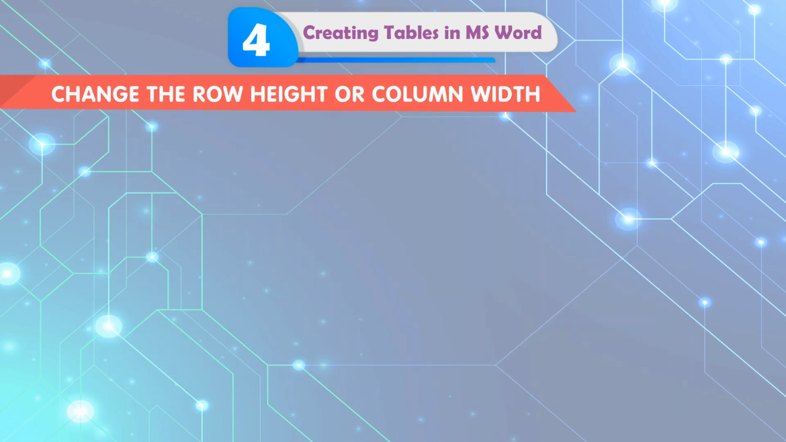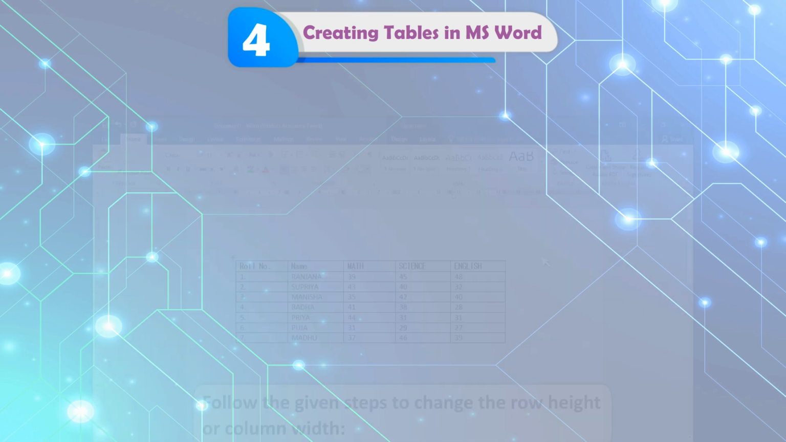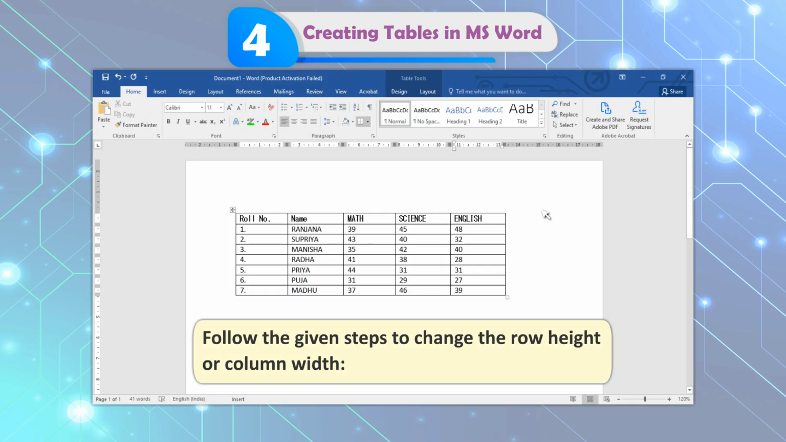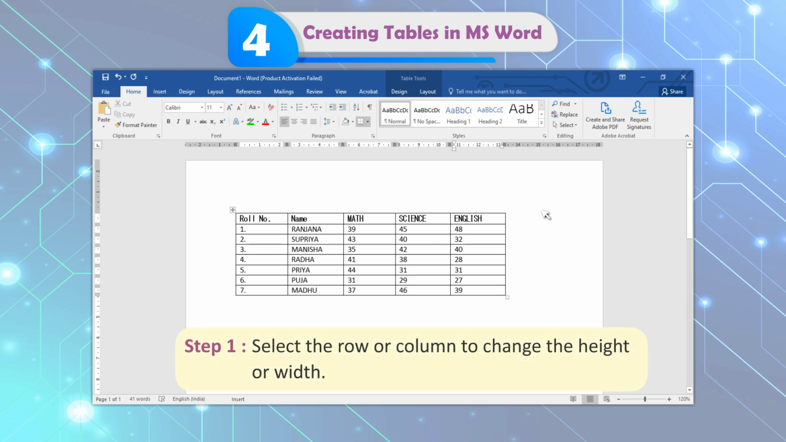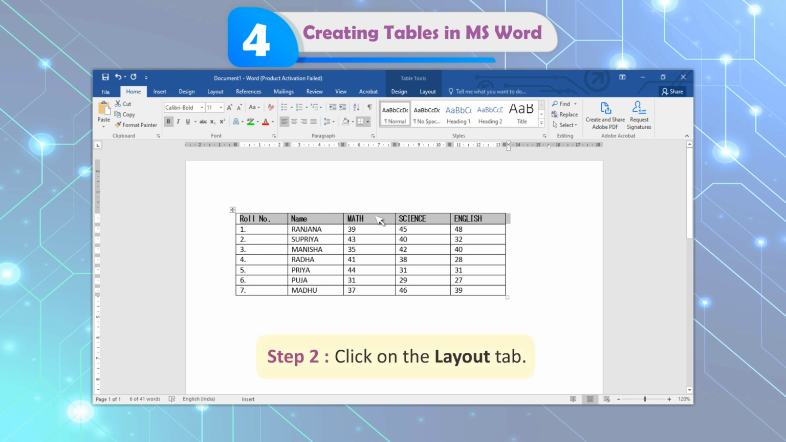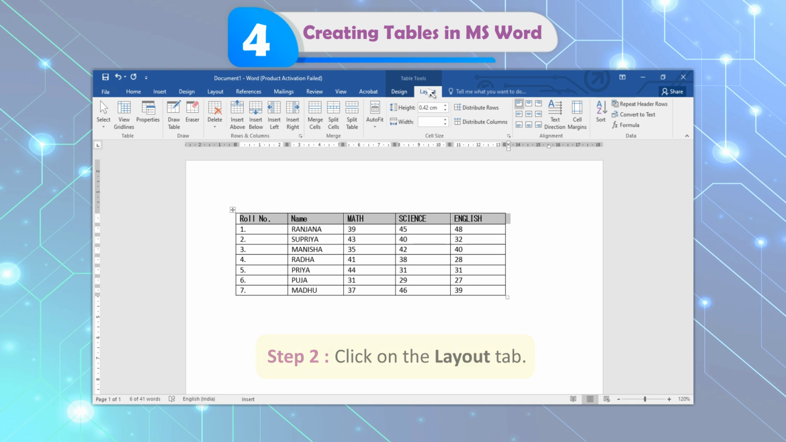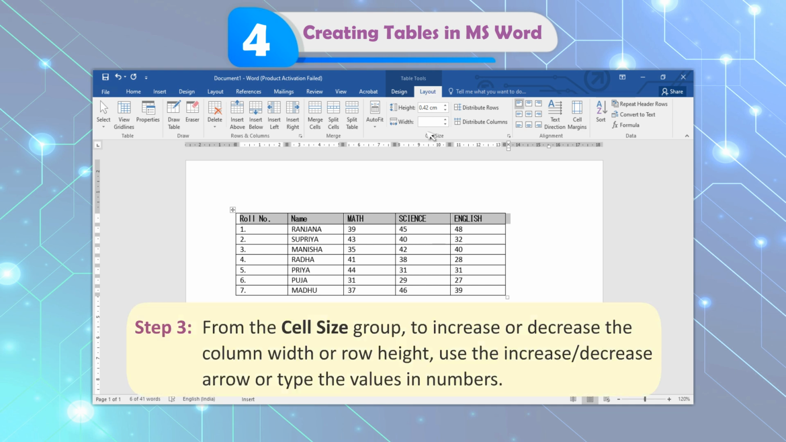Change the row height or column widths. Follow the given steps to change the row height or column widths. Step 1. Select the row or column to change the height or widths. Step 2. Click on the Layout tab. Step 3. From the Cell Size group, to increase or decrease the column widths or row height, use the Increase-Decrease arrow or type the values in numbers.